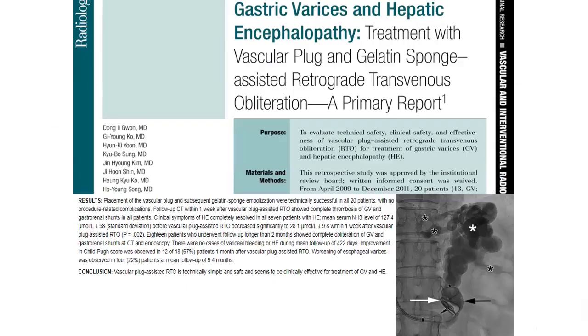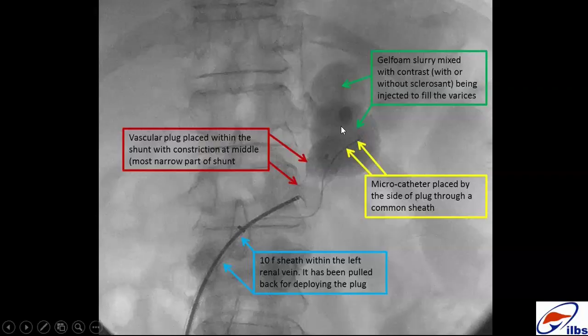Then a very innovative paper came in radiology regarding PARTO. This was the first paper describing a technique, plug assisted. So instead of a balloon, they started using a plug. How this is done, you can see here a sheath. You can see a plug over here, a vascular plug, and you see this thin thing. This is a microcatheter by the side of the plug. So you take your microcatheter first inside the shunt, and by the side of the microcatheter, you place a plug.